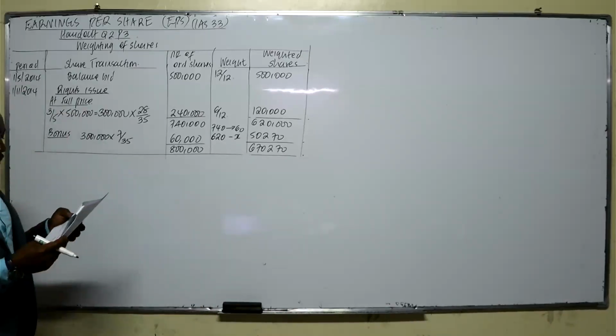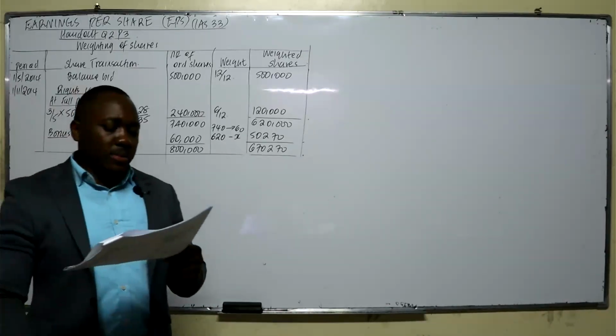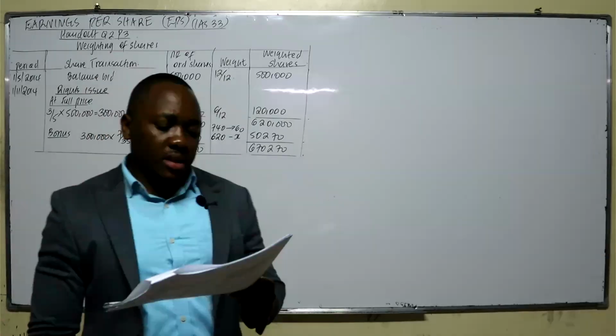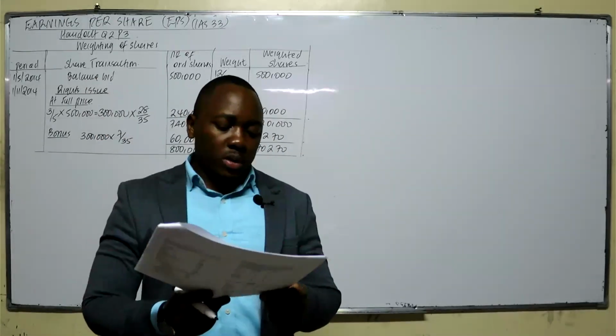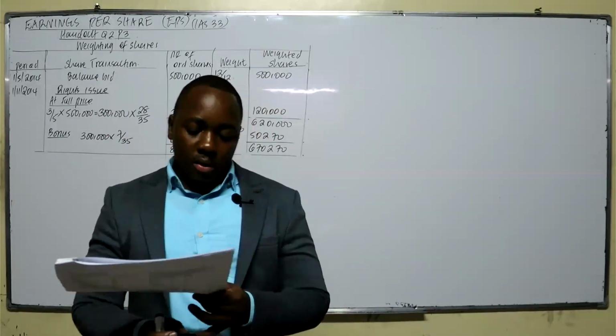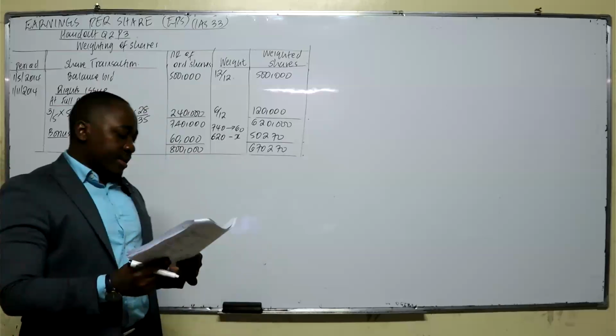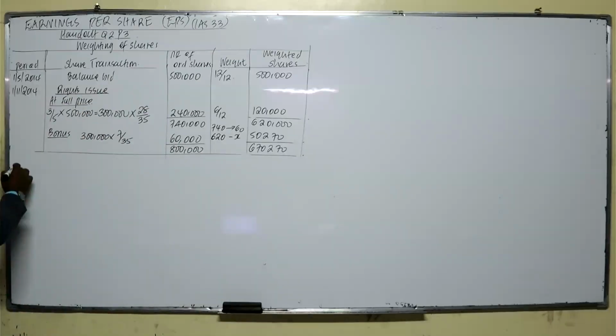Then you are told that the profit attributable to equity shareholders for the year ended 30th of April 2015 was 22.5 million. Required: basic EPS as at 30th of April 2015.